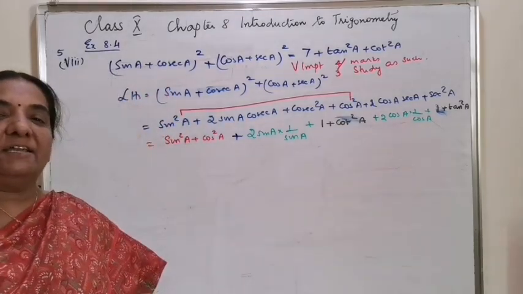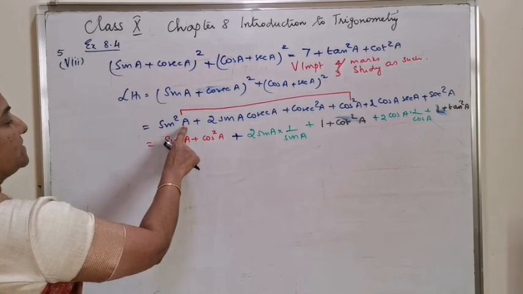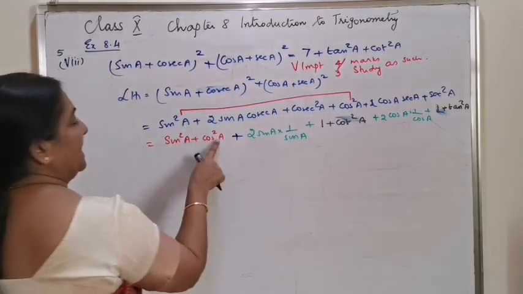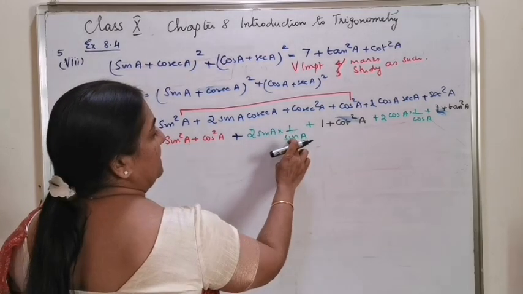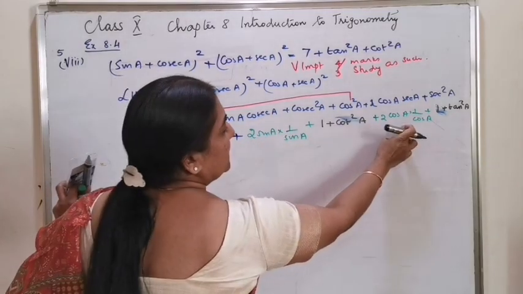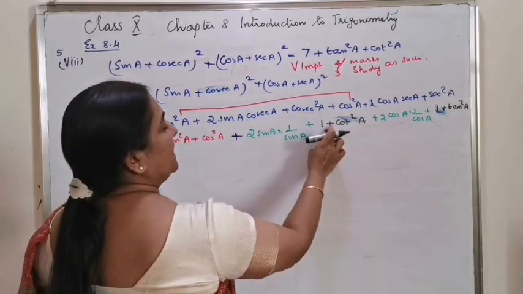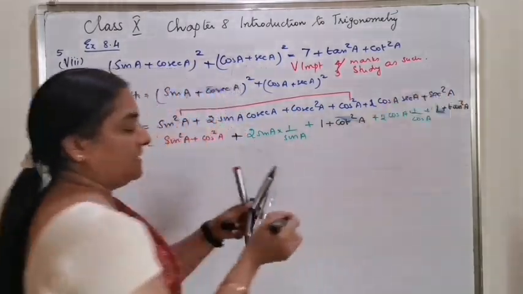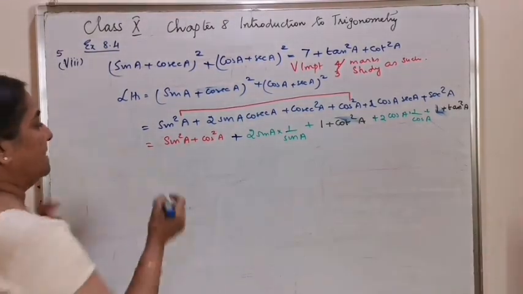That means all the three identities have been applied here. Sin square A plus cos square A is taken as 1. Now, cosec A is changed as 1 by sin A. Similar term here, cos A and sec A is converted. In the same way, cosec square A is 1 plus cot square A, and sec square A is 1 plus tan square A. This will give you the direct answer.